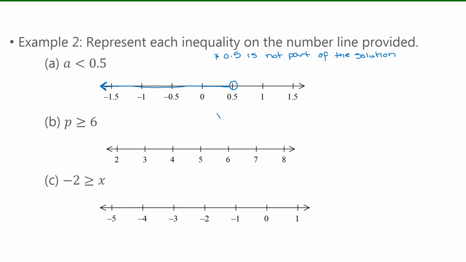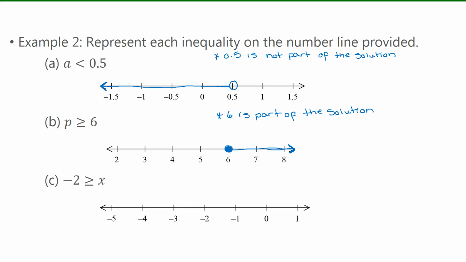Now in B, 6 is part of the solution because there's an equal sign. So what this means in terms of the graph is that we will shade in the circle around 6. Now I want all of the values that are greater than 6. So all these here, shade the arrow.